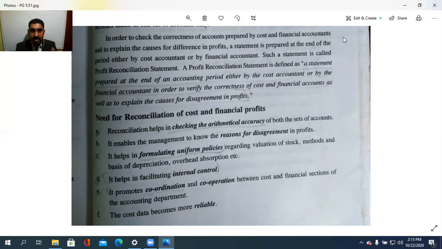So two things to be kept in mind, that is, either it is by a cost accountant or financial accountant at the end of the accounting period preparing this statement in order to verify the correctness of the cost and financial accounts, as well as to explain the causes of such disagreements in profit.